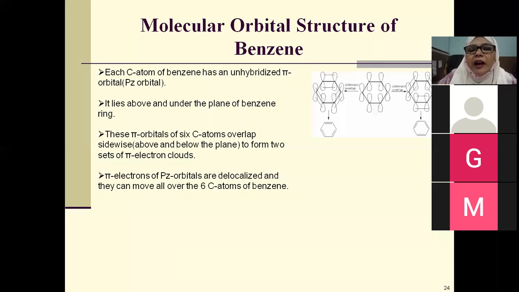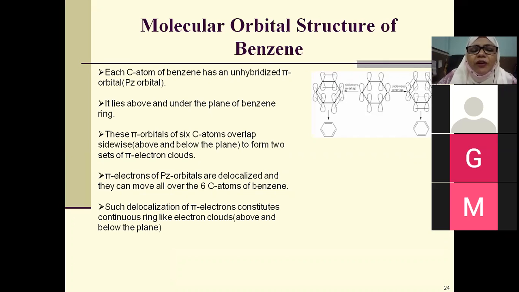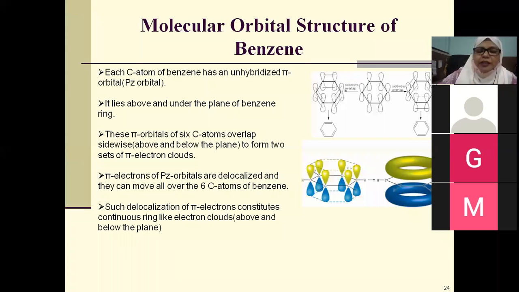that these pi electrons of this benzene ring are not fixed. Pi orbitals are not fixed, and they can be delocalized from one carbon atom to another carbon atom. So such delocalization of pi electrons constitutes what? It constitutes ring-like electron clouds like this. So this is the structure where I have shown you the ring-like electron cloud at the top and at the bottom of the benzene ring.